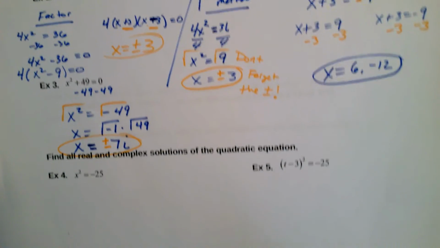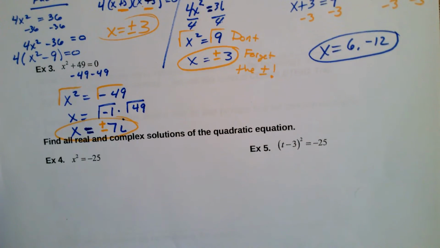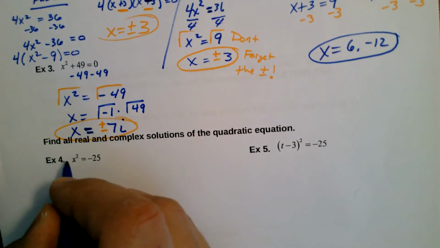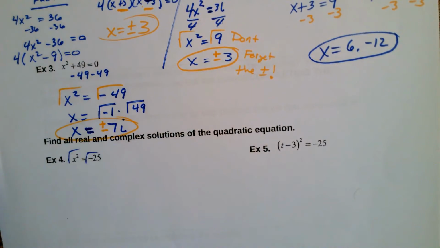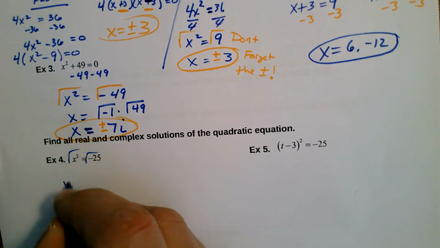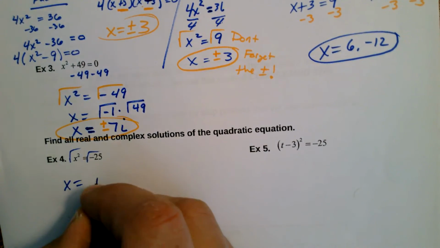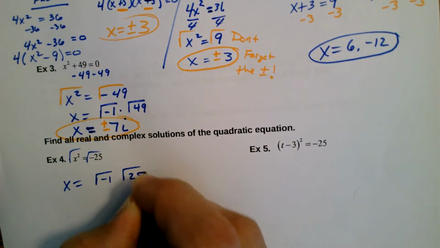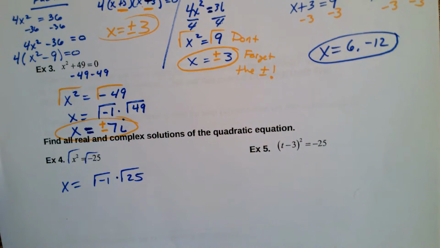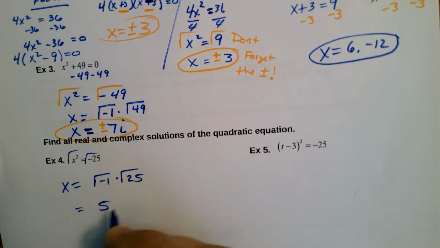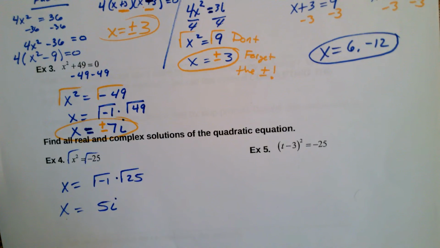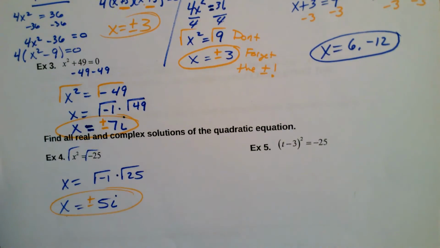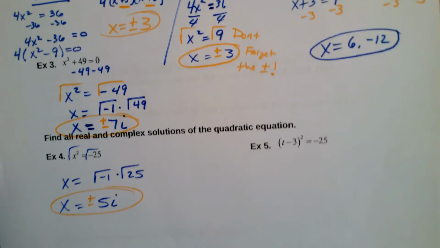Not too bad. So again, if I look at number 4, it's already set up for me. It already has the x squared isolated. I have x squared equals negative 25. All we do is square root both sides. Again, when I square root negative 25, that's the square root of negative 1 times the square root of 25. We know the square root of 25 is 5, and the square root of negative 1 is i. Plug that in, and wrong. Don't forget the plus or minus. So really not too bad.